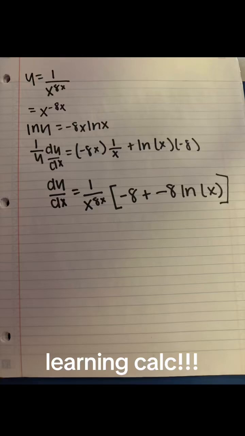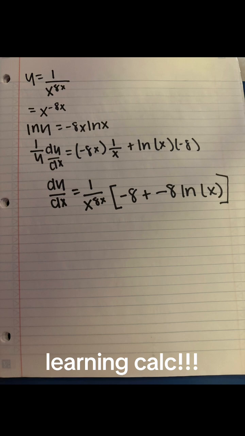Okay, so this is logarithmic differentiation. To start off, it's y equals 1 over x to the 8x. To get rid of the fraction, I move negative 8x up, and then I ln both sides. Then I rewrote it using the property of logs, where the exponent then goes in front of the ln on the right side.